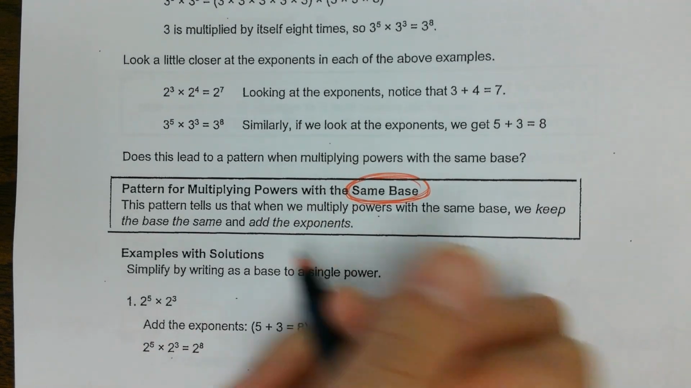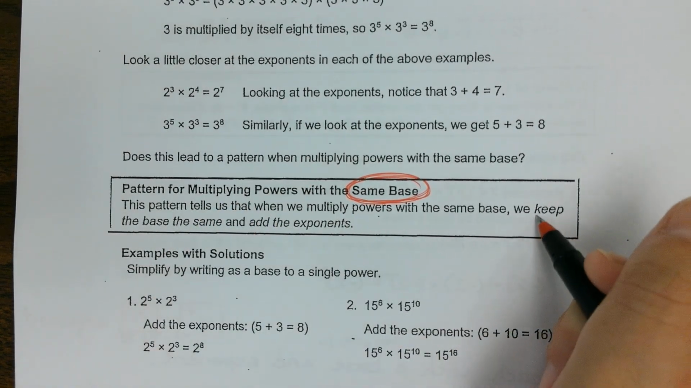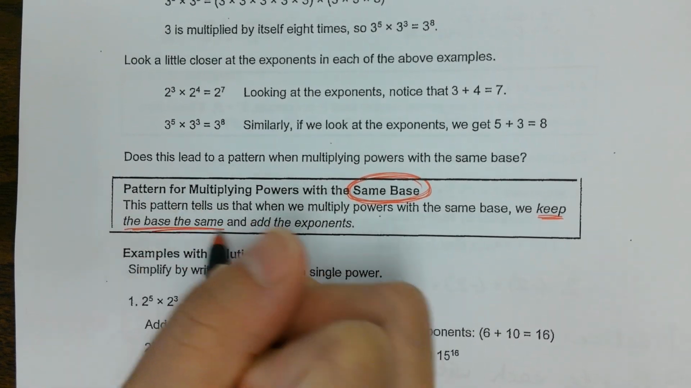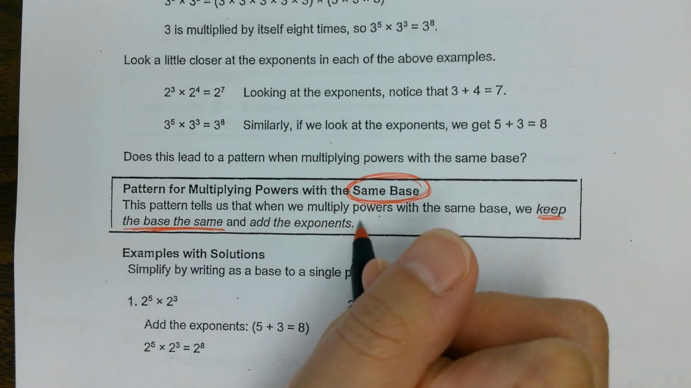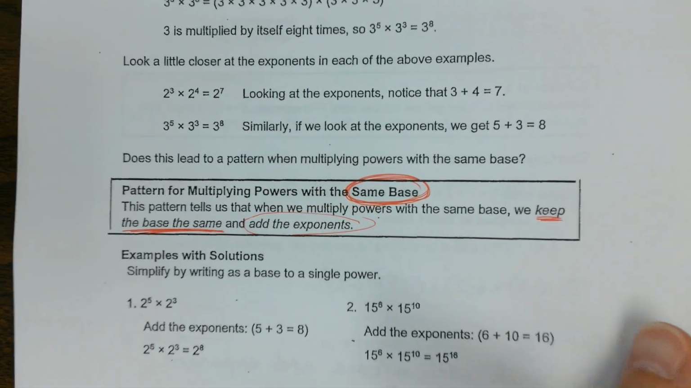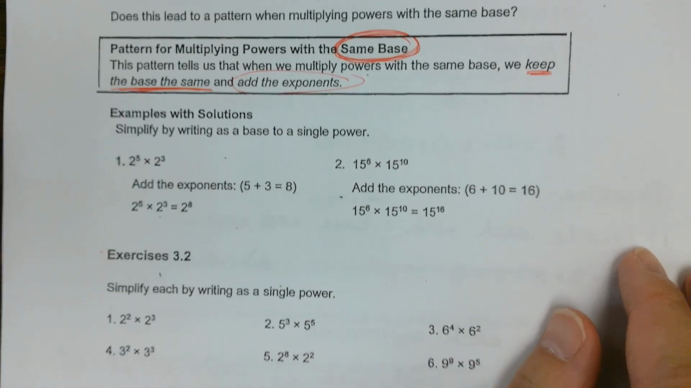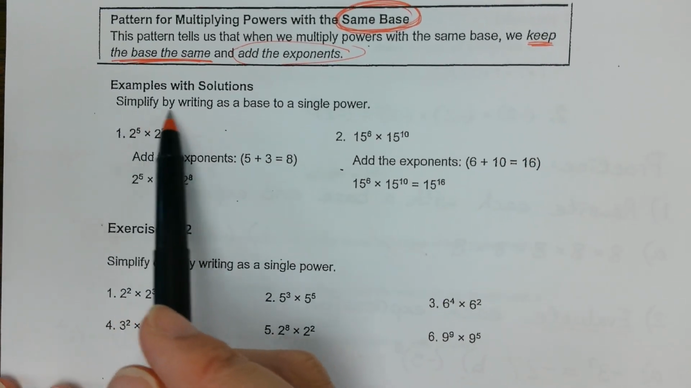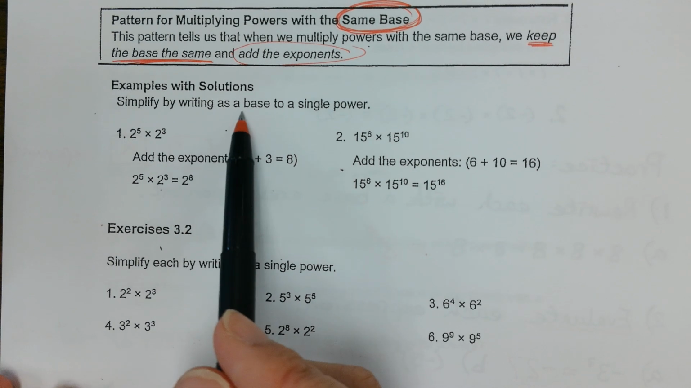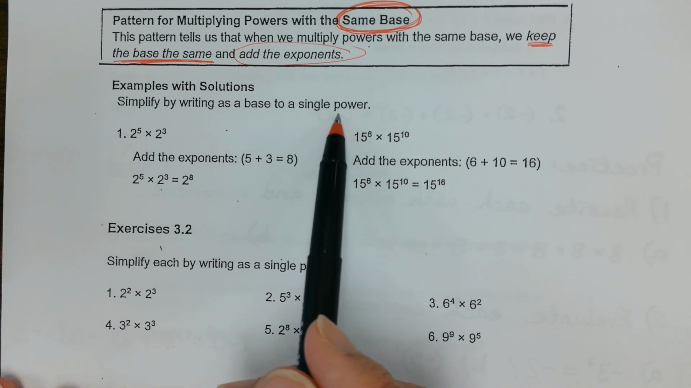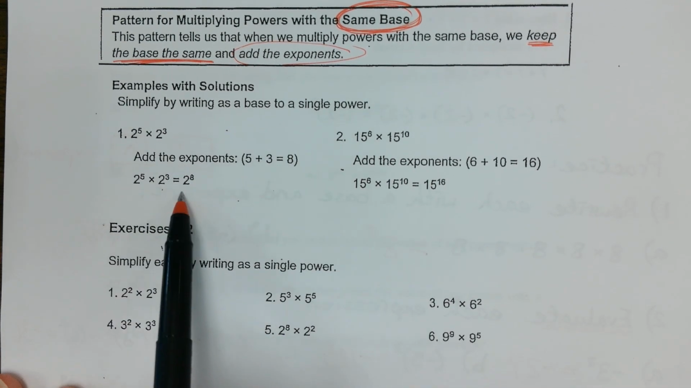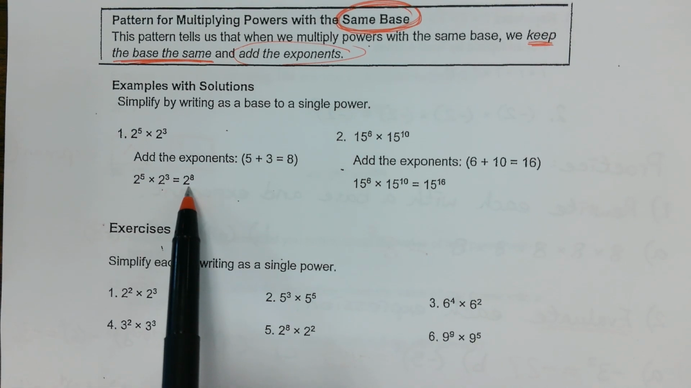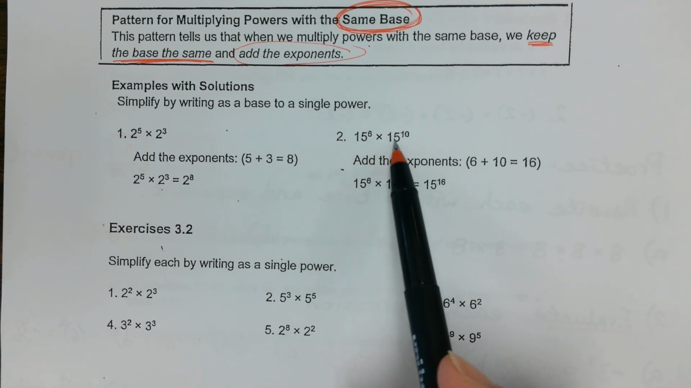Okay. So remember, you keep the base the same, and you're only adding the exponents. Okay. So let's take a look at this example. Simplify by writing as a base to a single power. So here we have 2 to the exponent 8. What about this one then?